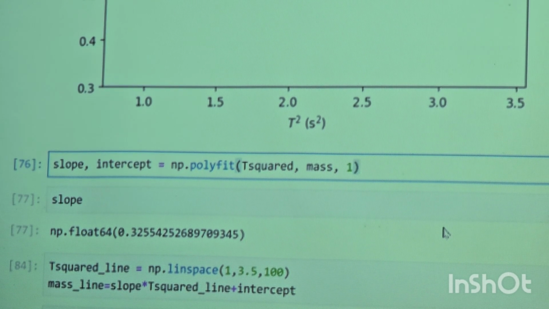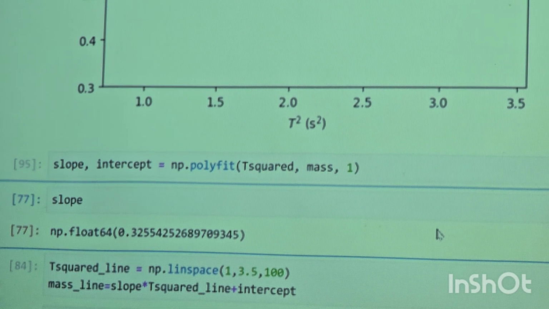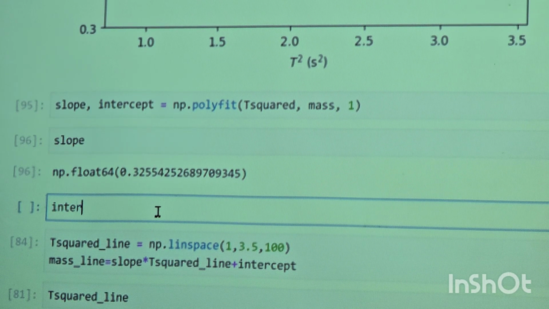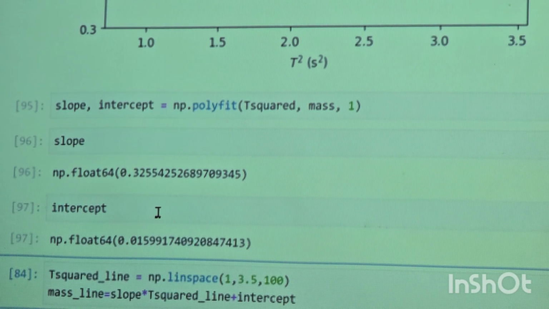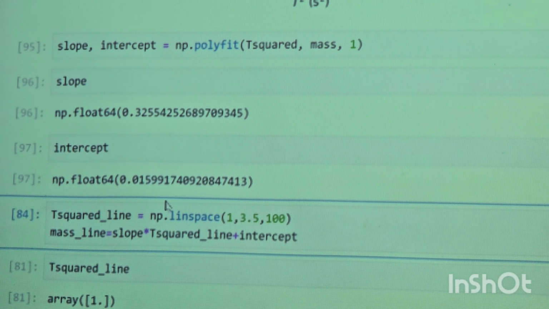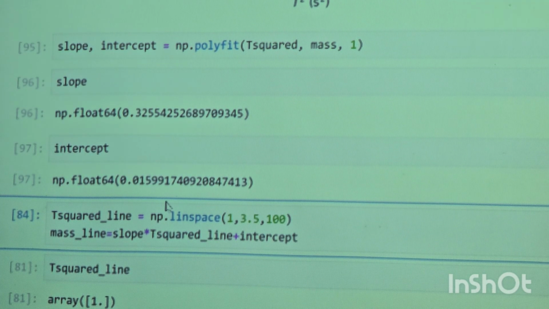So I run this function. This function is available in the numerical Python package, np.polyfit. I run this and I get the slope, and I can also get the intercept if I wish to look at it. Okay, so the slope is 0.3255. Now I want to plot the data and I want to plot the fit together. I want to plot the line that has come out of this fitting process, which will tell me what the data looks like, what kind of mathematical model does this data follow.